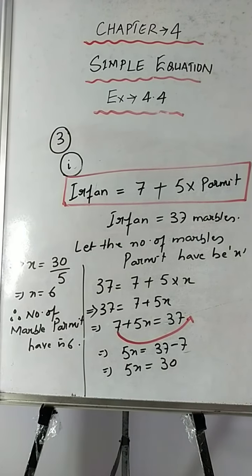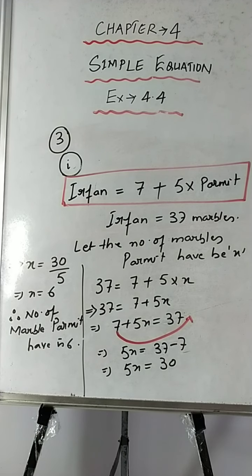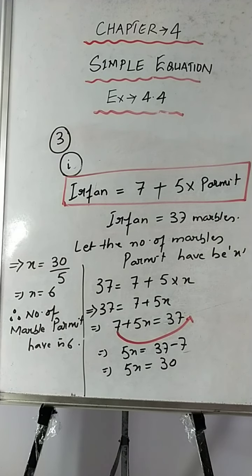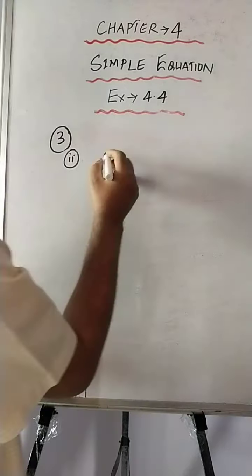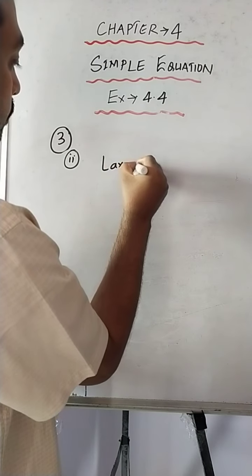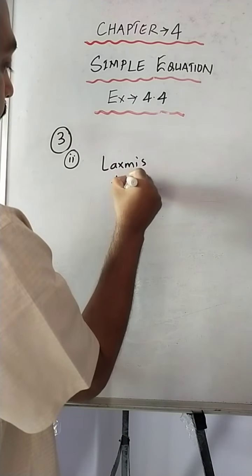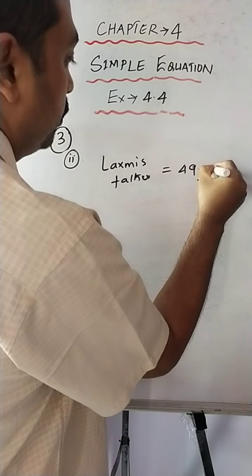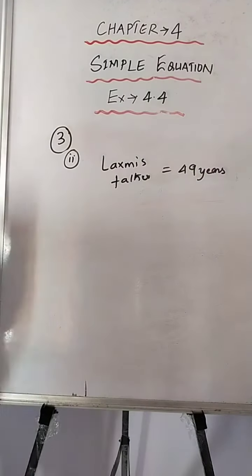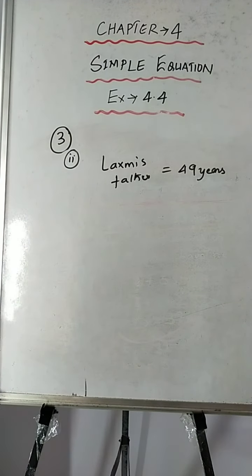I hope all of you can see the board properly. Now let's move on to sum number 2. In sum number 2, we have Lakshmi's father is 49 years old. So we'll write this: Lakshmi's father is 49 years old.